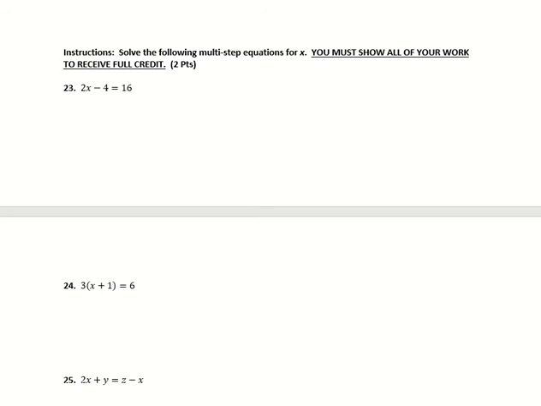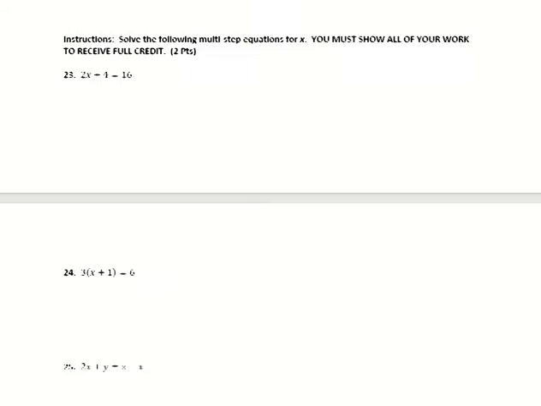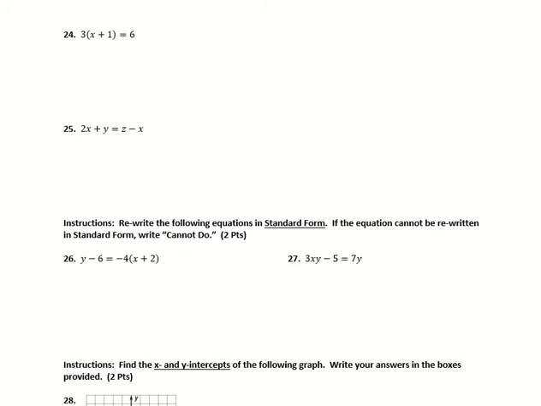Instructions. Solve the following multi-step equations for x. Important, you must show all of your work to receive full credit. Number 23, 2x minus 4 equals 16. 24, 3 times the quantity x plus 1 equals 6.